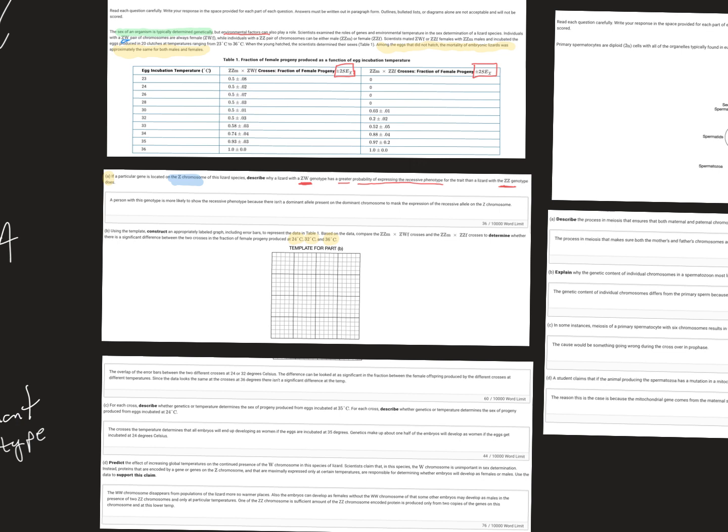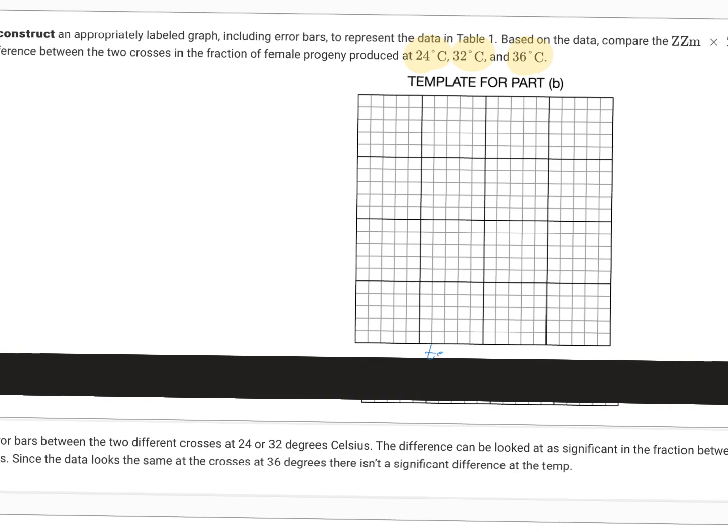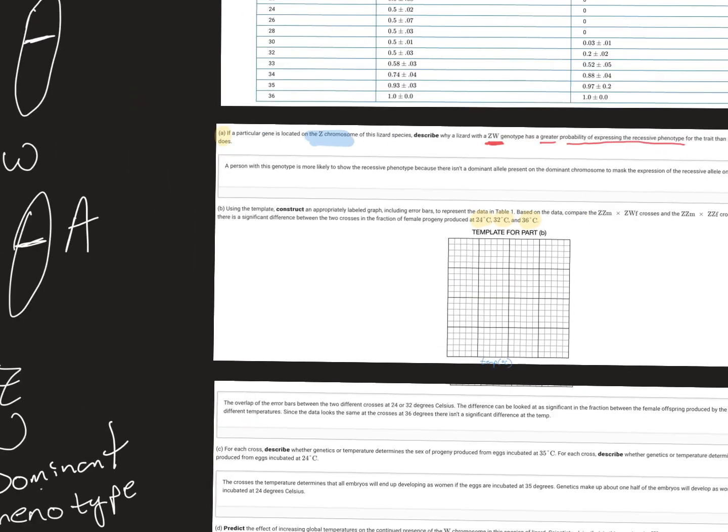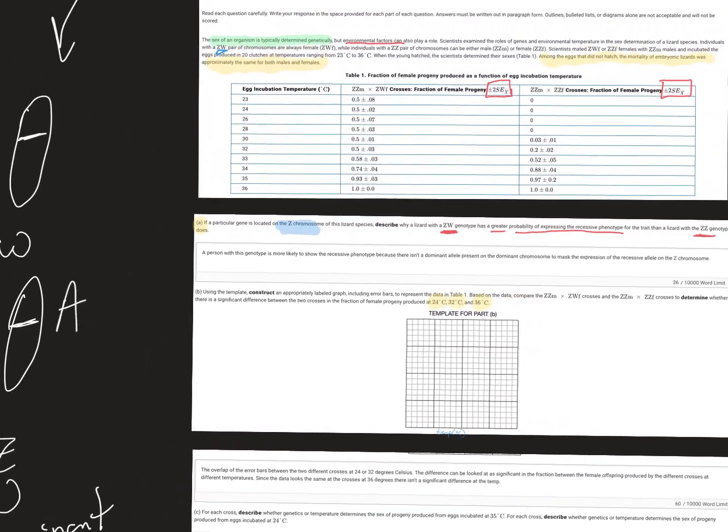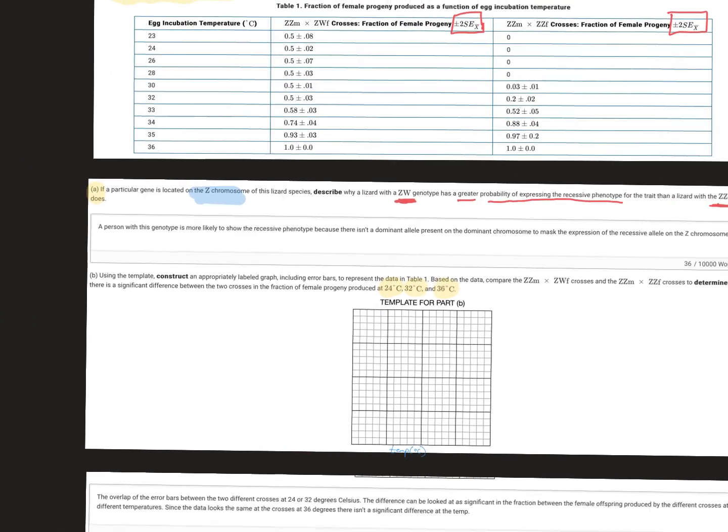Well, if you look at table 1, the first question is what am I going to put on the x, what am I going to put on the y? The x is going to be the independent variable. Which of these is independent? Well, the temperature is independent because you control that. And the percentage of female progeny changes with the temperature, not the inverse. So here I would put temperature. Let me zoom in. Degrees Celsius. Then I would put fraction of female progeny.